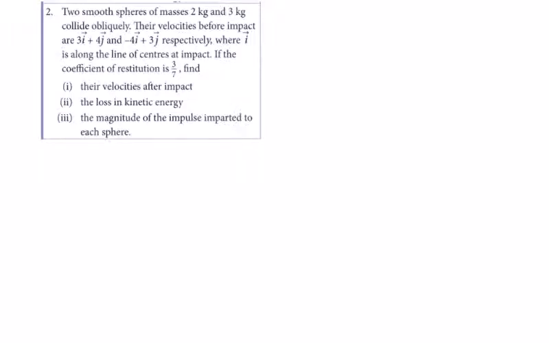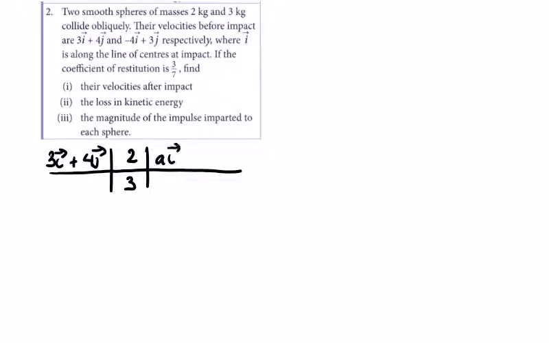On to question 2. The masses are 2 and 3. Before we have 3i plus 4j. Afterwards we're going to have Ai plus 4j, and the second one is minus 4i plus 3j, and then we'll have Bi plus 3j, no change in the j. We're told the coefficient of restitution e is 3/7, and i is along the line of centers, so that's why there's no change in the j, and we're looking for the velocities after impact.